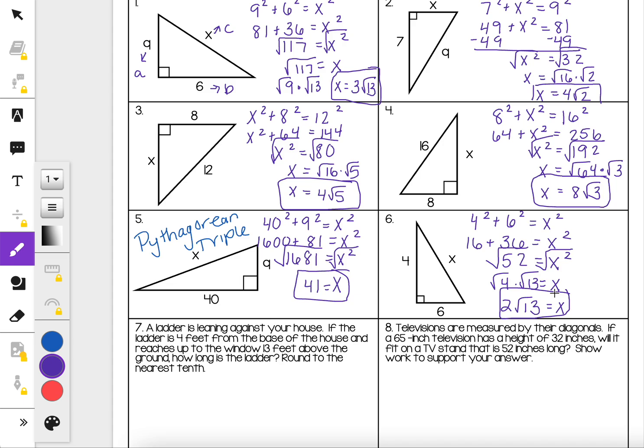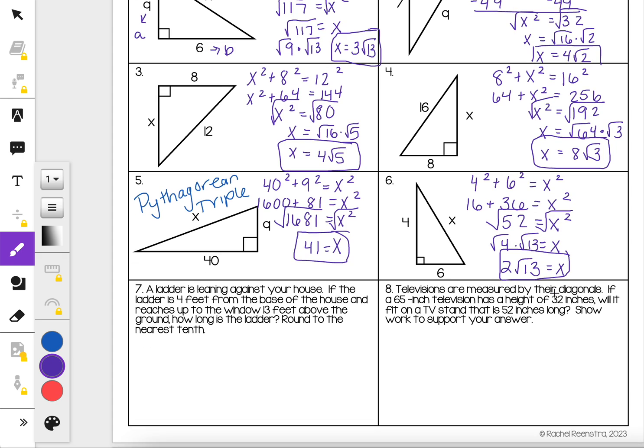Now we're going to look at some word problems here with the Pythagorean theorem. So for number 7, it says a ladder is standing against your house. If the ladder is 4 feet from the base of the house and reaches up to the window 13 feet above the ground, how long is the ladder? Round to the nearest tenth. So we're going to want to draw a diagram here to kind of help us.